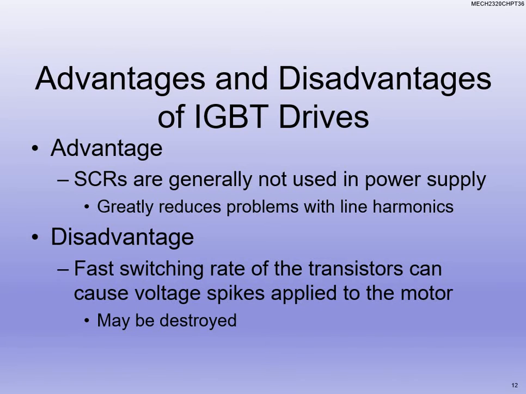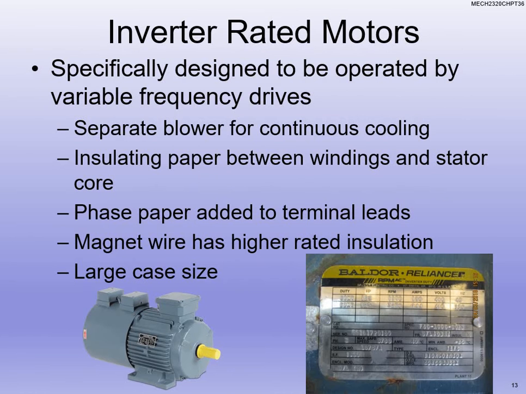Okay, so advantages of the IGBTs: the SCRs aren't used in the power supply, so that reduces the issue with the harmonics. The disadvantage, though, is the fast switching rate. The fast switching rate can actually cause voltage spikes to the motor.